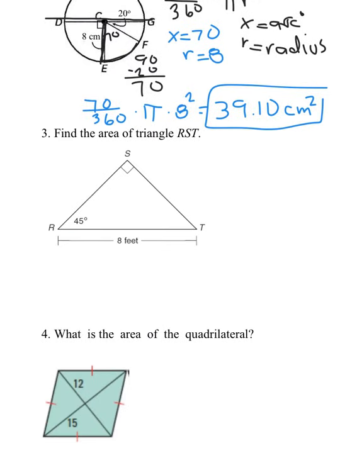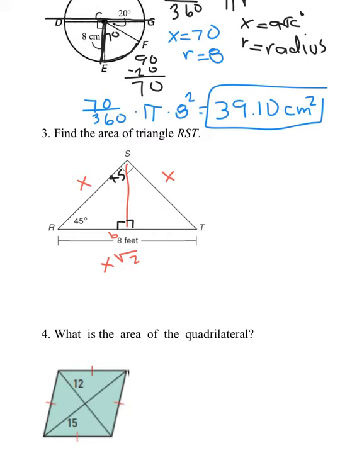Number 3, find the area of triangle RST. So there's two ways to approach this. As a big triangle itself, you have a 45, 45, 90, which is x, x, x square root of 2. So as a triangle, 8 would be the base. You would have to find a height. However, if you draw that line, you've also broken this down into two smaller right triangles, and they're still individually 45, 45, 90.